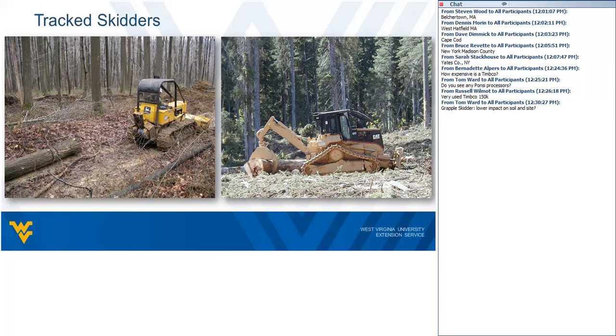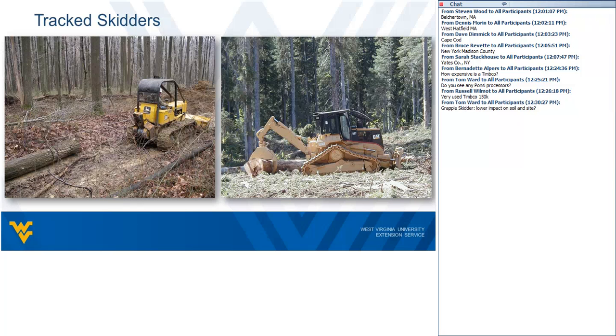But they're slower, and so typically, we don't see most skidding where productivity is required. You'll see more of the push to be working with the tired skidders, but the track skidders definitely have an application as well. And again, both the cable type, like you see on the left, and then the grapple type, like you see on the right.